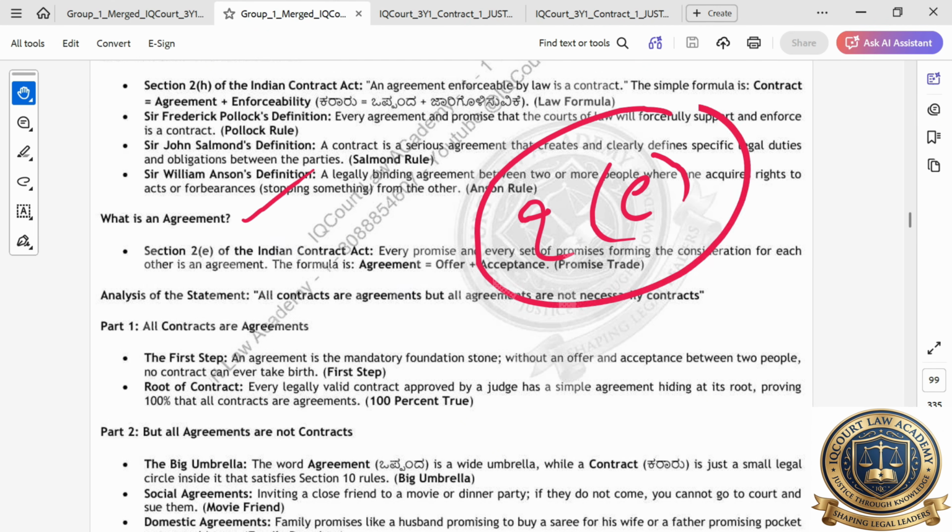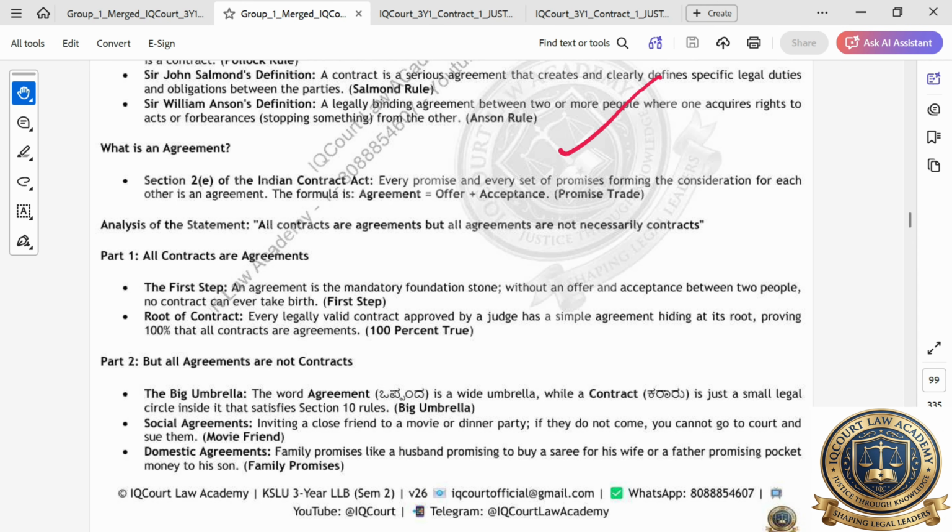Section 2(e) is the agreement section. Every promise and every set of promises forming the consideration for each other is an agreement. Formula is agreement equals offer plus acceptance. You will not get this kind of simplified explanation anywhere else. This is the beauty of IQCourt Law Academy study materials.